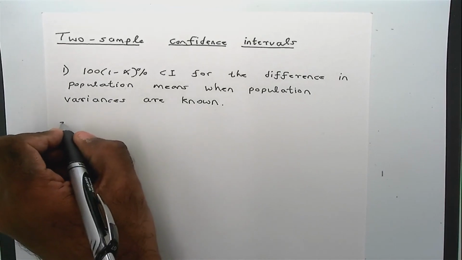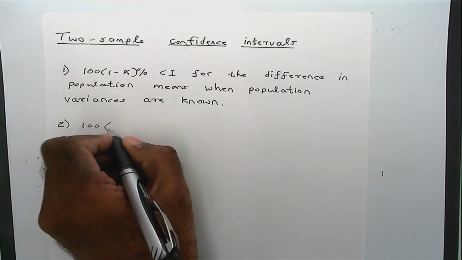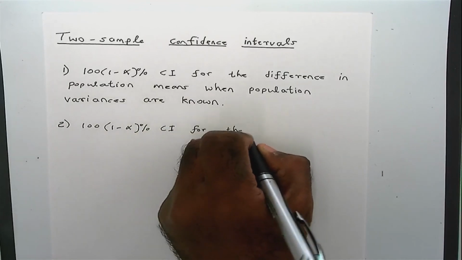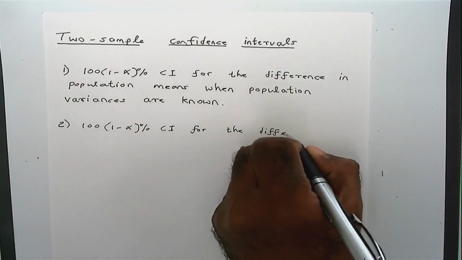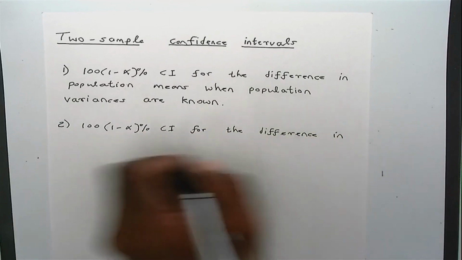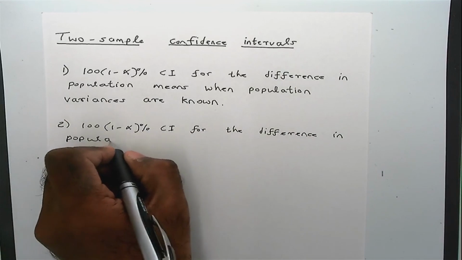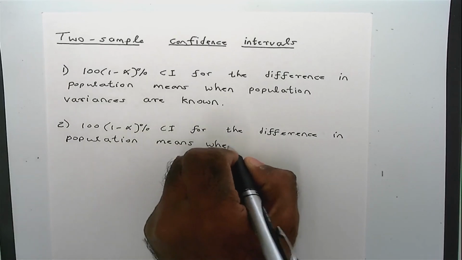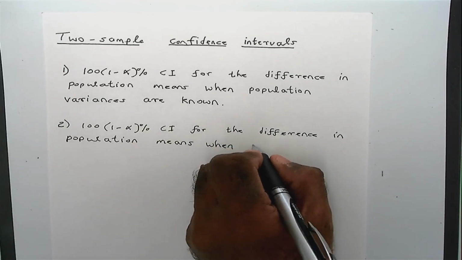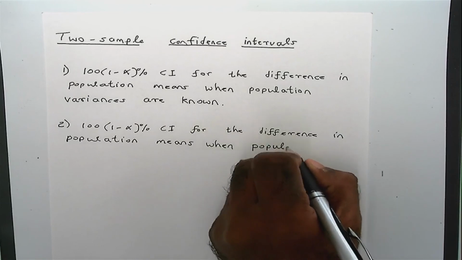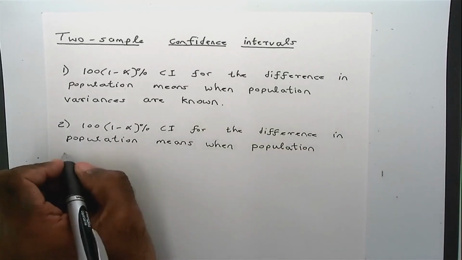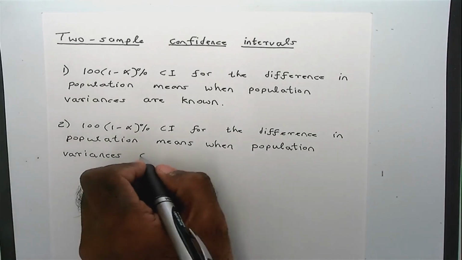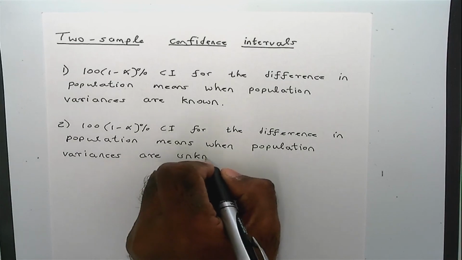Number two, 100 times 1 minus alpha percent CI for the difference in population means when population variances are known but equal.